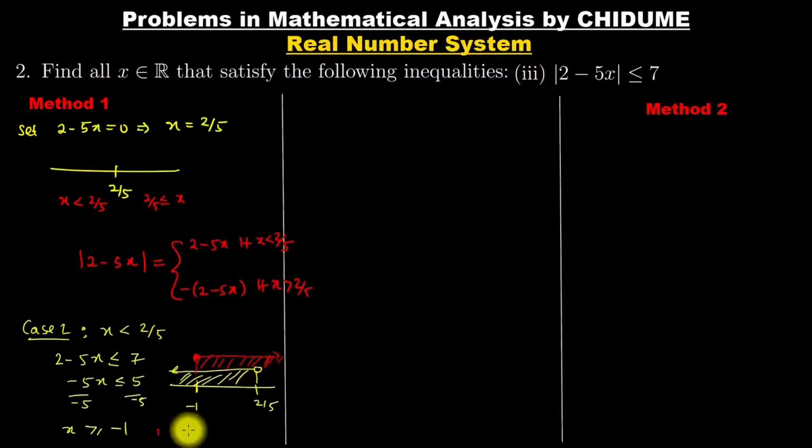The solution set for this case is -1 closed at this end, comma 2 over 5, which is open at this end here. So we are done with the first case.